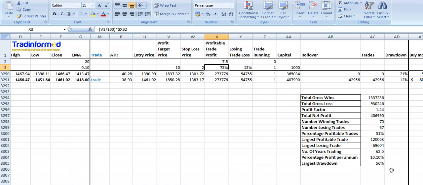I hope you found this video useful in showing how we can build a backtest for a trading strategy, in this case over the long term.